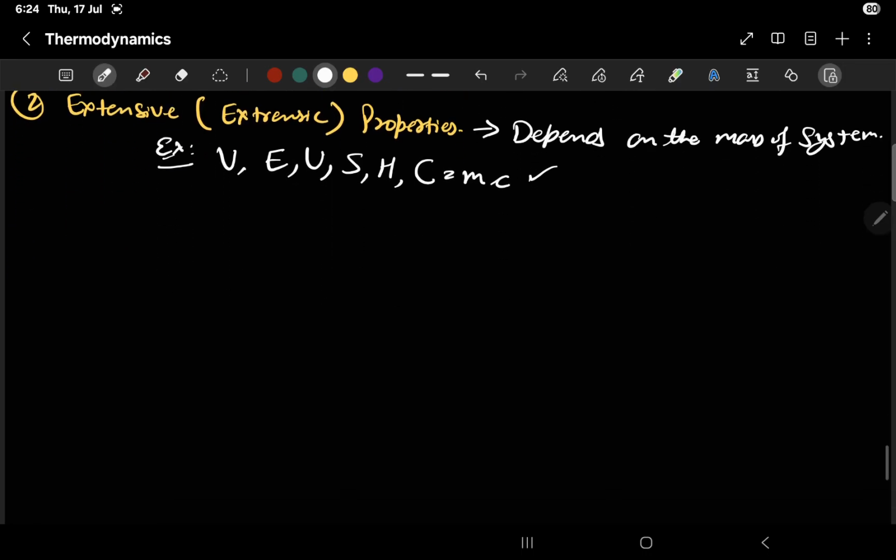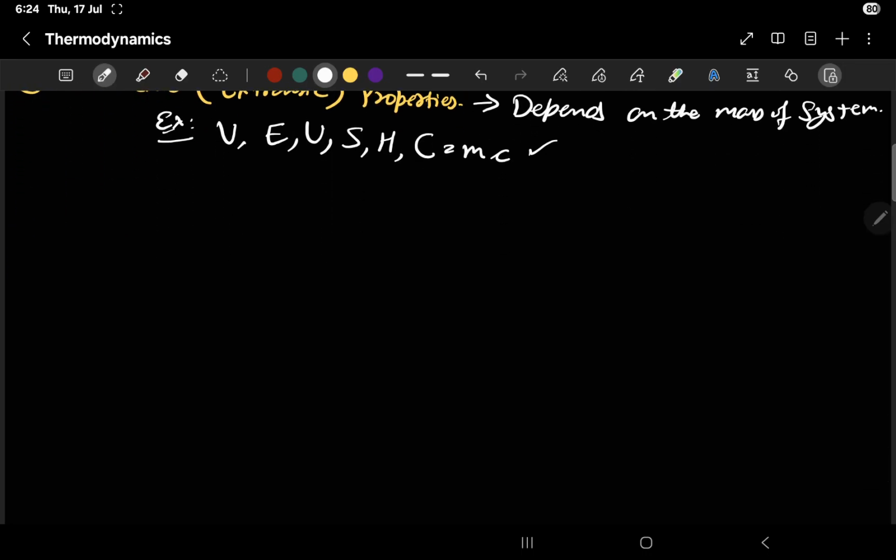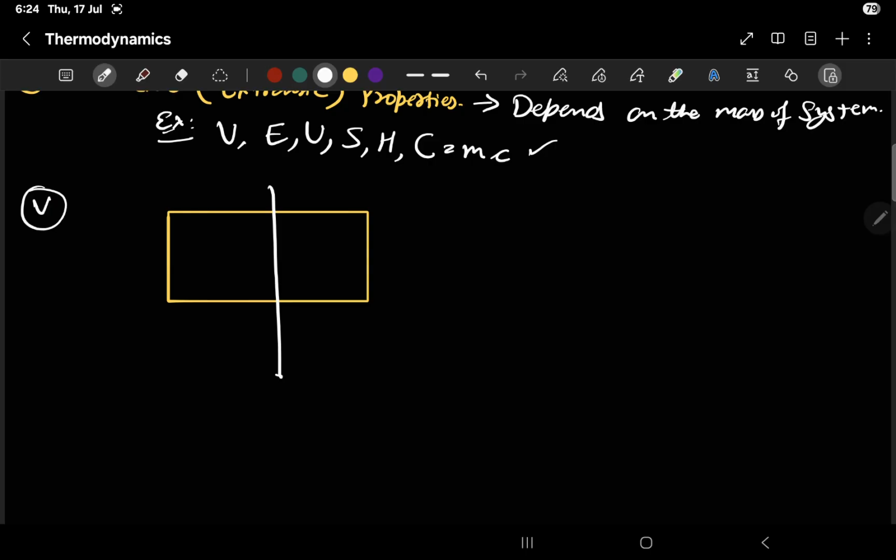If you are mentioning any property and asked whether it is intensive or extensive, it's a simple thing. First you have to draw a system, like this is a system, and imagine what will happen if I divide this system into two parts. Let's say I am asked about a property like V, volume. If you are asked whether volume is extensive or intensive, let's say the total volume of this system is capital V. If you divide it into two parts, this will be V1 volume and this will be V2 volume. So this is an extensive property.